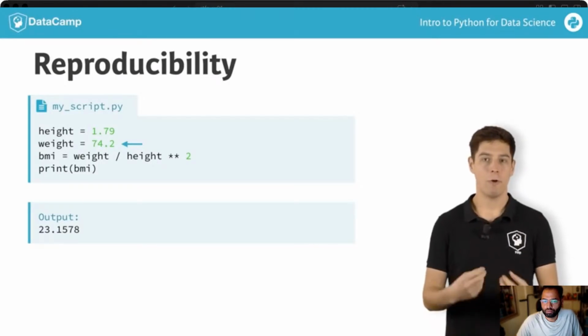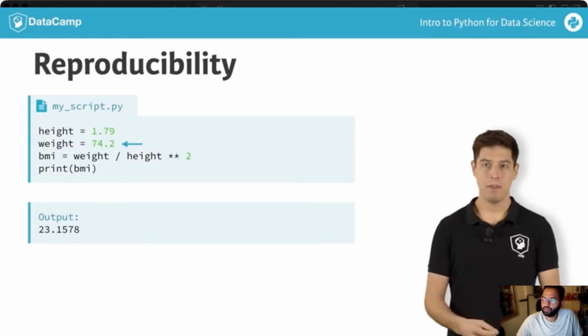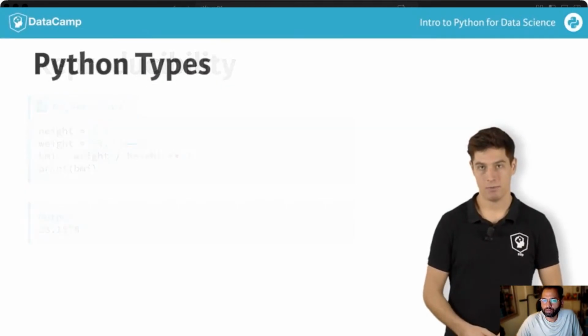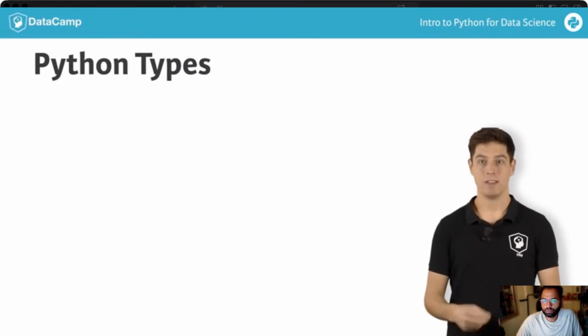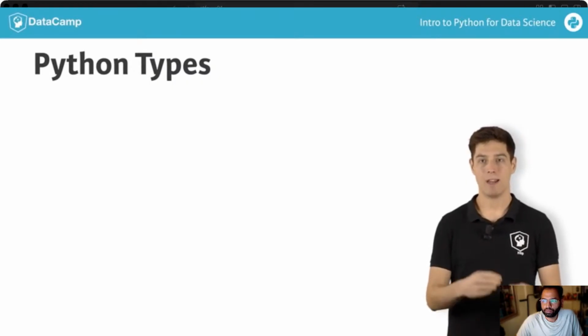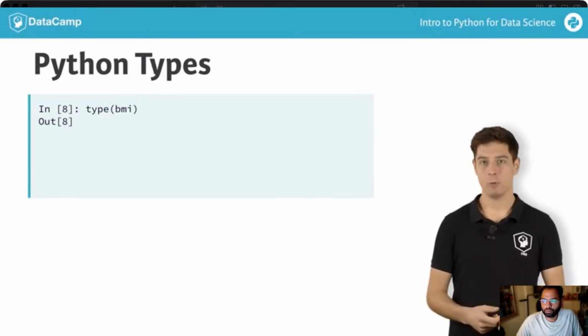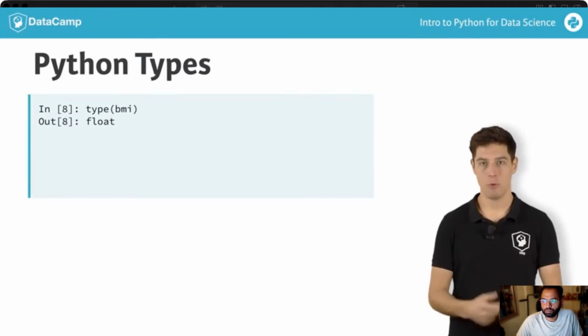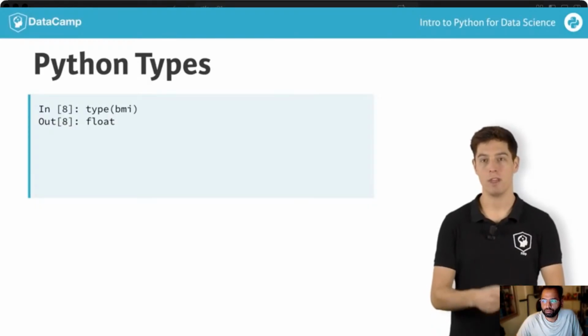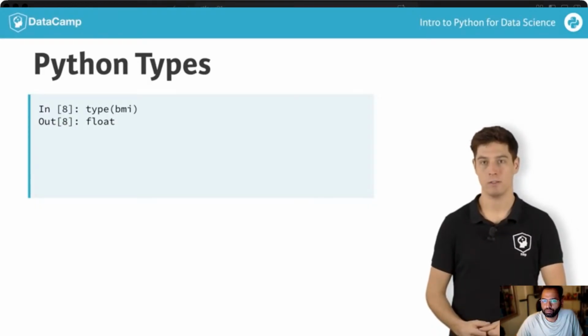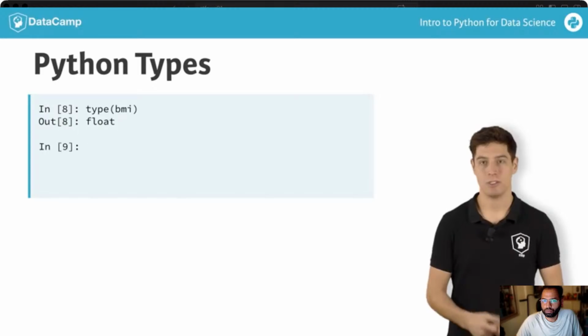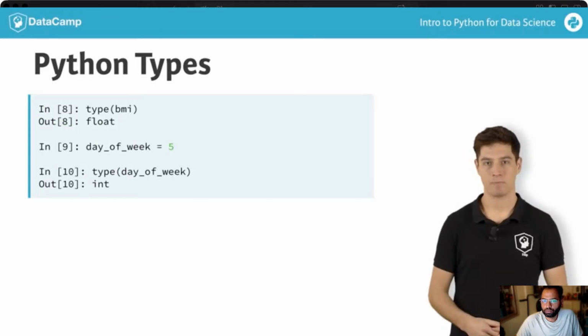So far, we've only worked with numerical values, such as height and weight. In Python, these numbers all have a specific type. You can check out the type of a value with the type function. To see the type of our BMI value, simply write type and then BMI inside parentheses. You can see that it's a float, which is Python's way of representing a real number, so a number which can have both an integer part and a fractional part. Python also has a type for integers, int, like this example.